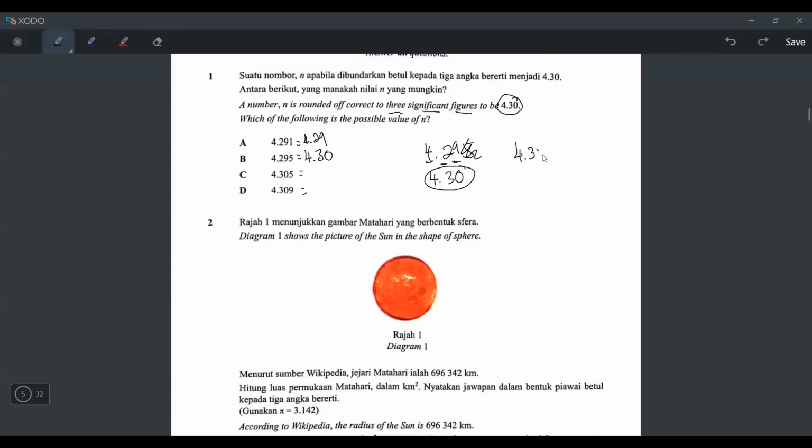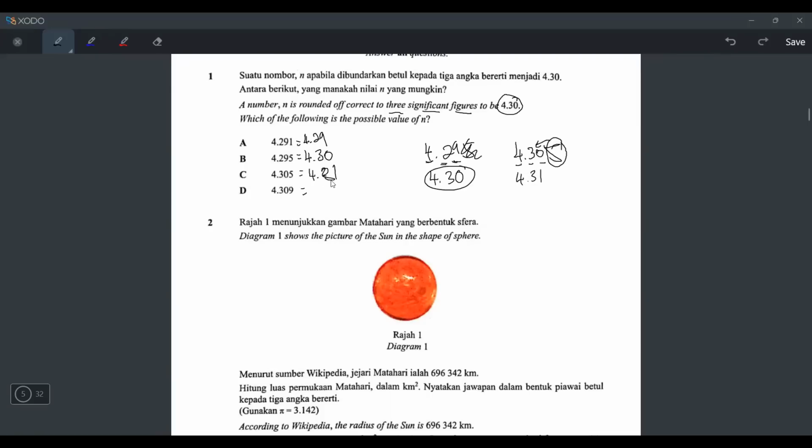Let's try with 4.305. Let's do it the same way. We count 1, 2, 3 from left to right, and then erase the rest. But before we erase, we have to check whether this digit is 5 or bigger than 5. If it's 5 or bigger than 5, I have to plus 1 here. So it'll be 4.31.